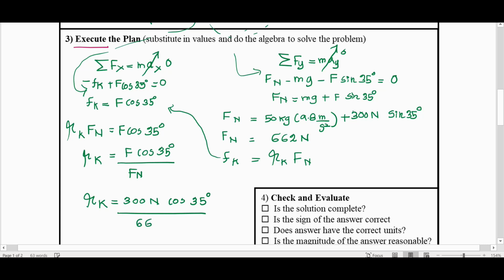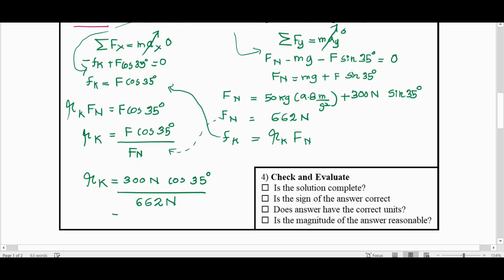662 newtons, we calculated it. If you solve for mu k, guys, you will end up getting 0.371. So that's mu k.